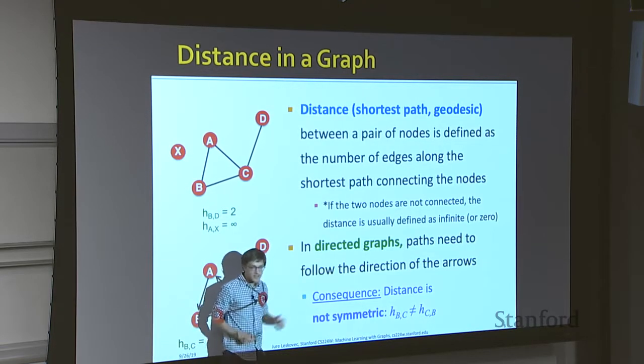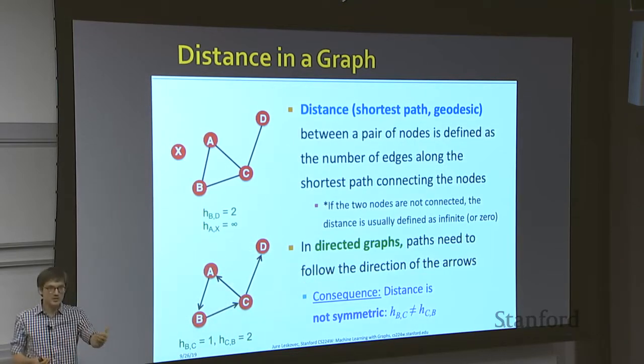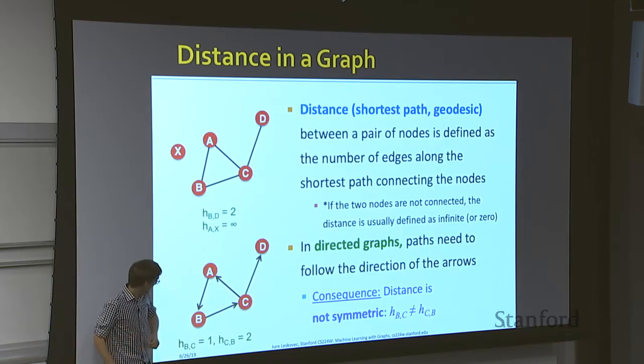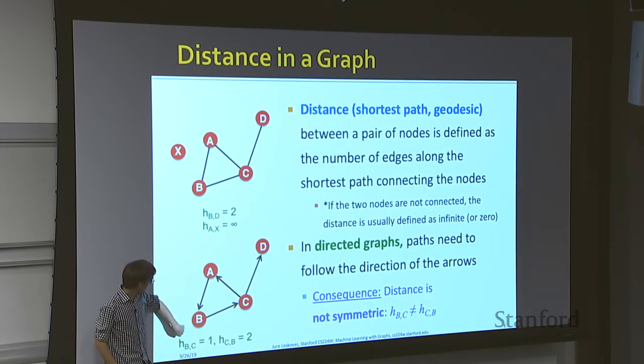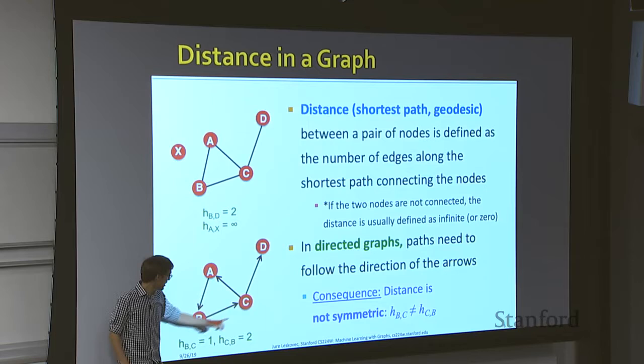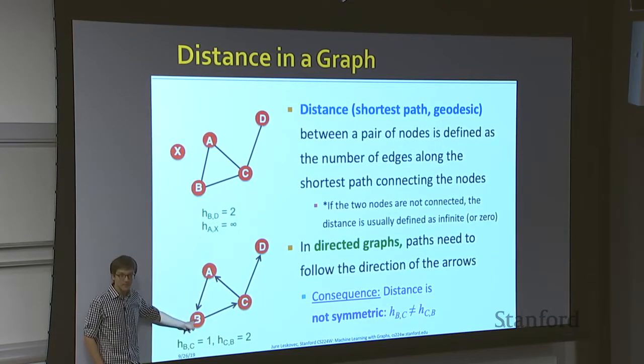And then in directed graphs, the definition is the same, but now the path has to obey edge directions. So what does this mean? For example, here the distance between B and C is 1, because I can just traverse the edge, but the distance between C and B equals 2 because I go this way, right?